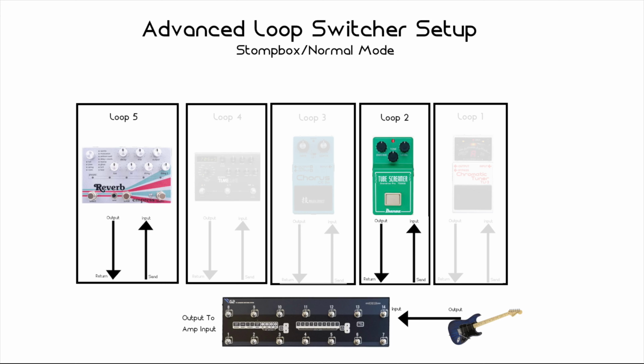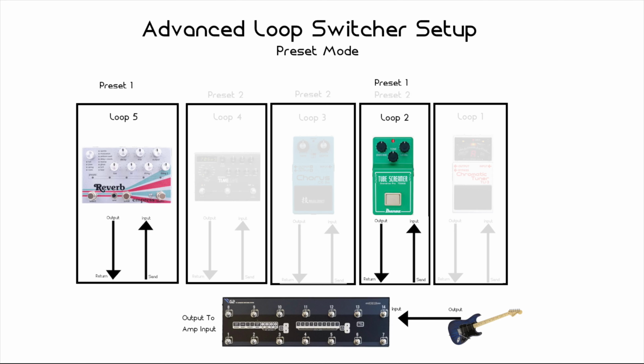In the Gig Rig, it's called Stompbox mode, but in others it's sometimes called normal mode or something like that. In this mode, you press the switch that corresponds to the number of the loop you want to turn on. Switch 1 turns on loop 1, switch 2 turns on loop 2, just like our earlier switcher examples. You can also add multiple pedals into a loop if you wish, just like before.